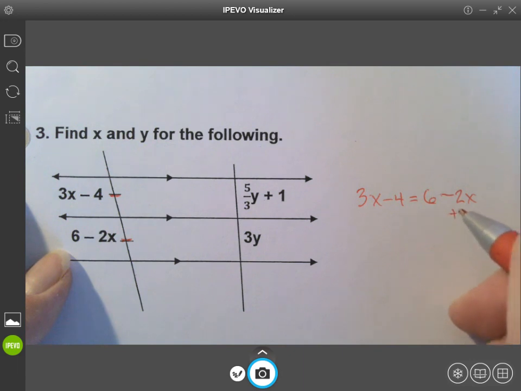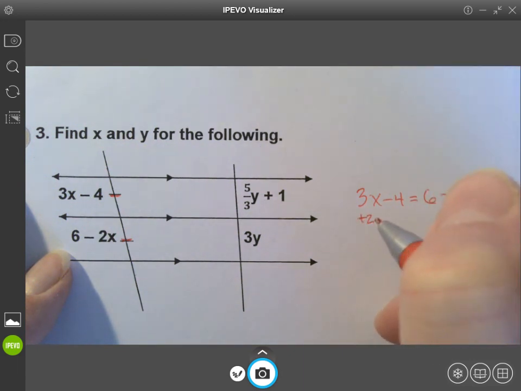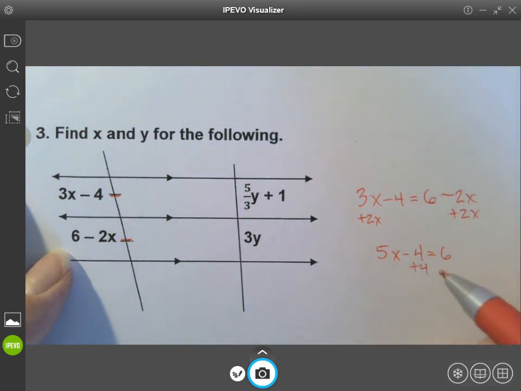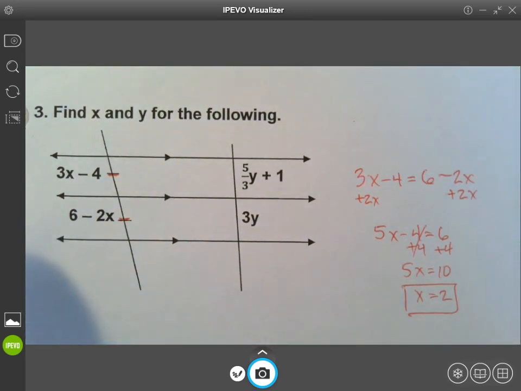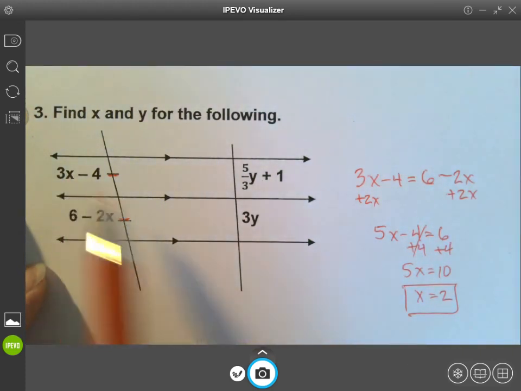All right, I'm going to add 2x. And so I get 5x minus 4 equals 6. Then I'm going to add the 4. So 5x equals 10. X is 2. Okay, so how does that get me anywhere? I got x. There's a couple options. You can make life harder. You could take the x and put it in. It just said find x.